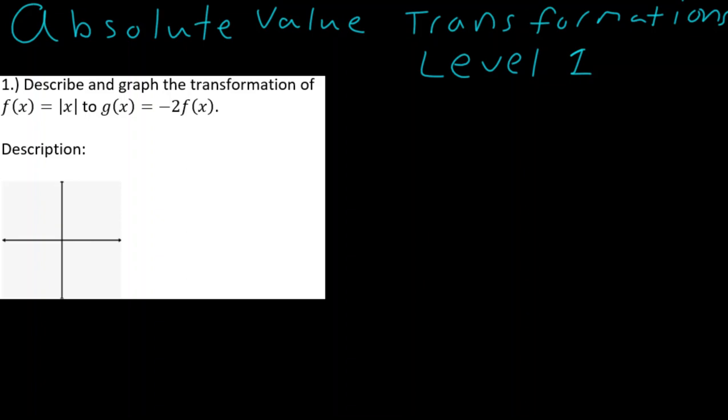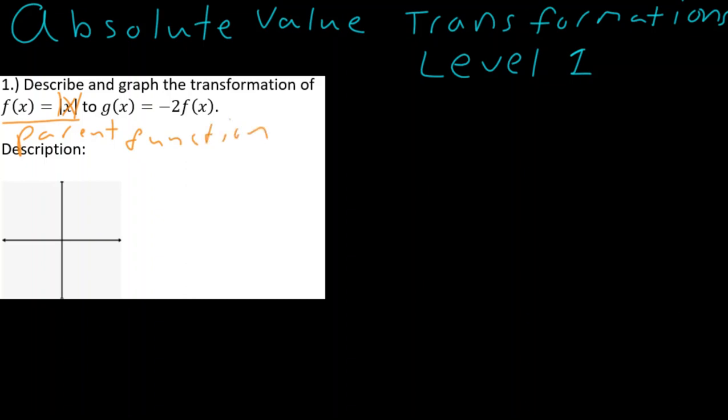Now, the first thing we're going to do in problem 1, it says describe and graph the transformation of f of x equals the absolute value of x to g of x equals negative 2 f of x. Notice that here, all we see is the absolute value of x. That's actually what we call our parent function. And you're going to graph the parent function in every single one of these.